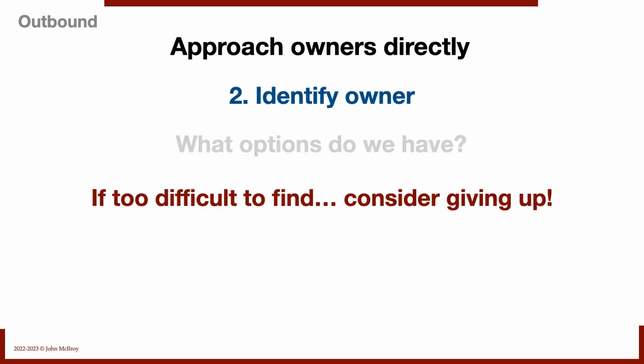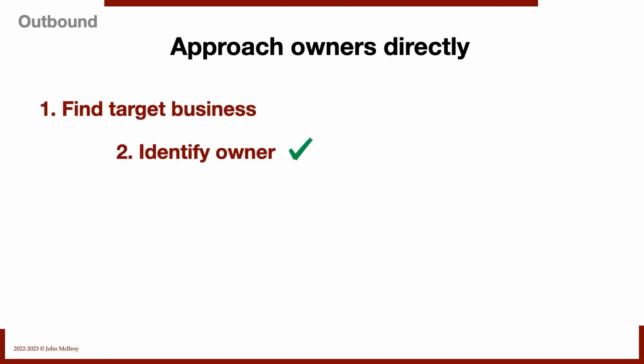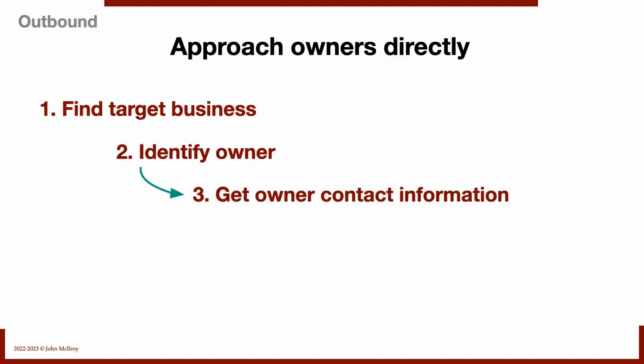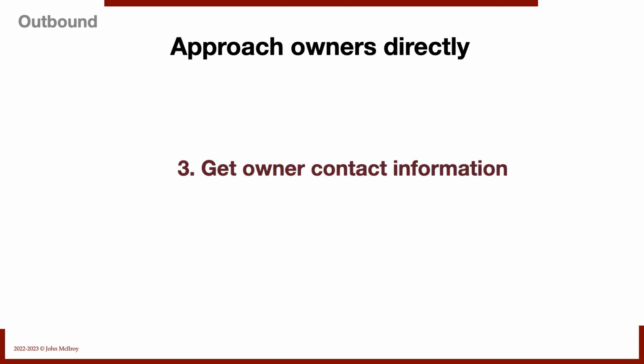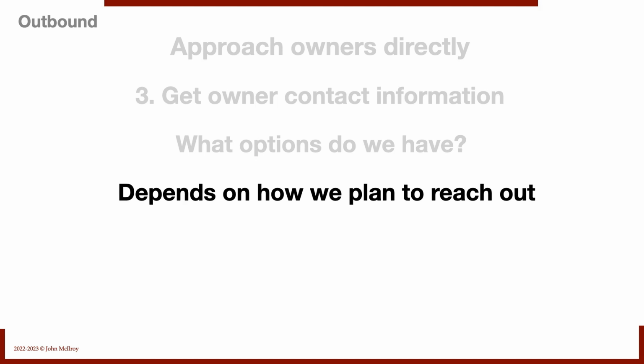I say that half tongue-in-cheek. In my experience, when you have a hard-to-find owner that you really dig to find the information, but then you're doing cold outreach to try and buy their company, usually I don't get a good outcome there, so I find that really working hard to find the owner doesn't typically pay off, but that's identifying the owner. Now we have to get the owner contact information. What options do we have here? Well, it depends on how we plan to reach out. We have options.